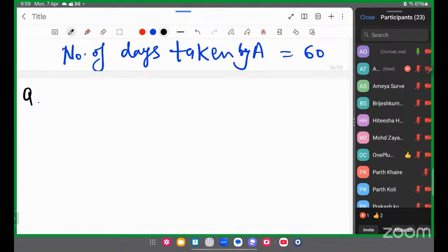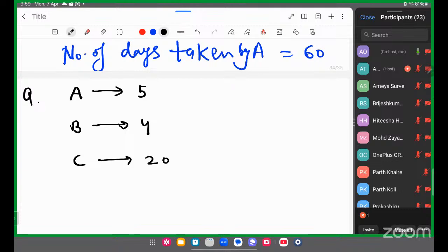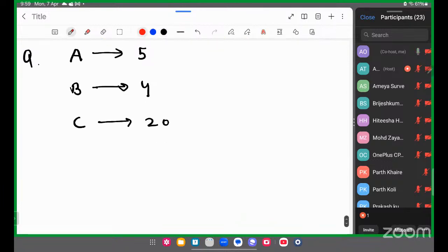Another question. In this question, we have three different workers: worker A, worker B, and worker C. A takes 5 days to complete the work by itself. B takes 4 days to complete the same work, and C takes 20 days to complete the same work. If A, B, and C work together, in how many days will the work be completed?